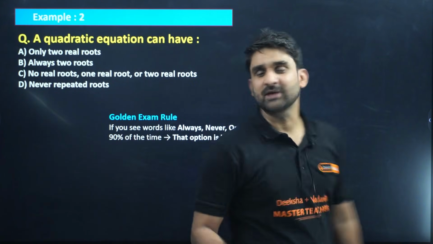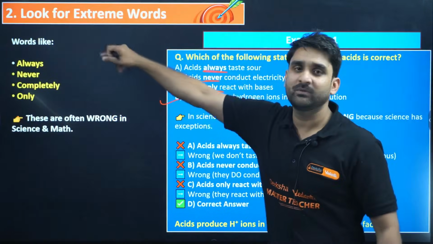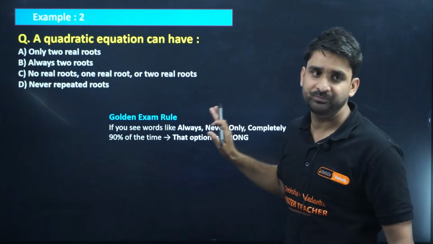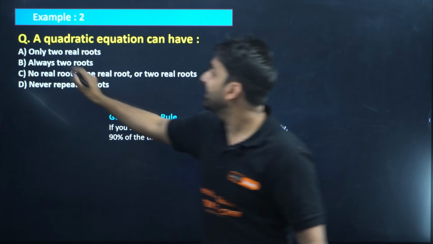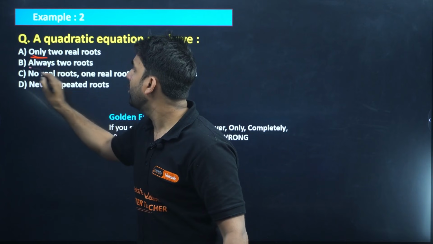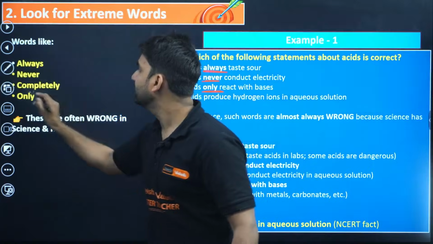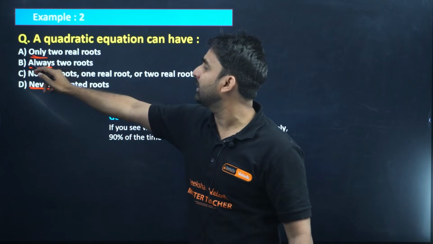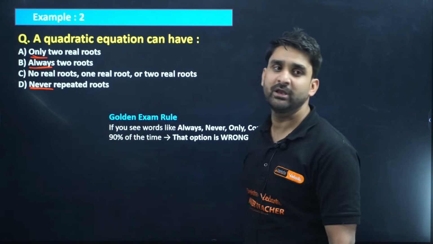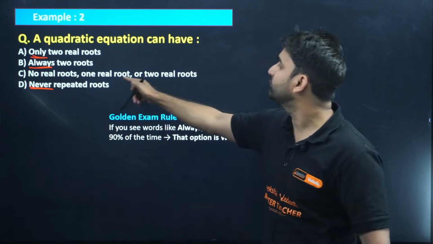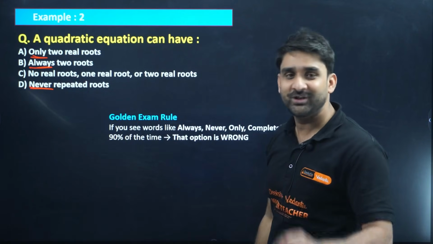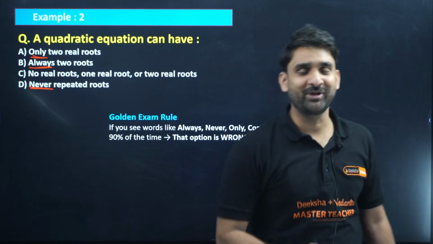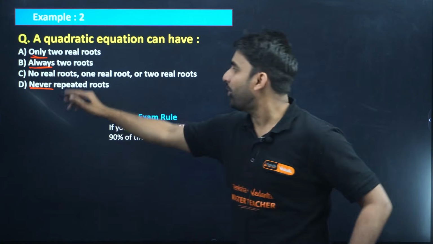Look at the second example I have picked up. For this trick I have picked up one more question. A quadratic equation can have. Now look at the options. Here is only, always, and here never. The first option contains only, A has always, and D is having never. But the C option: no real roots, one real root, or two real roots. So there is huge possibility that options A, B, and D would be incorrect. Are you getting my point? So option C would be correct.